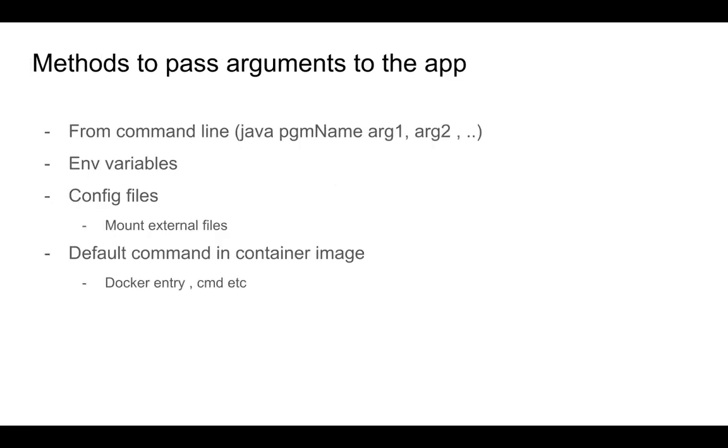Now, stepping back a little bit, how do you pass arguments to the application? Let's say you have a Maven Spring Boot application, so we'll work under that assumption. One way is you can pass using the command line. Or maybe it's a normal Java application also. So you can pass using command line, environment variables, config files. You can mount external files, or if you Dockerize, if you are building a Docker image out of it, then you have the Docker entry point and command. We'll discuss this as well. So these are some ways to pass configuration to the app.